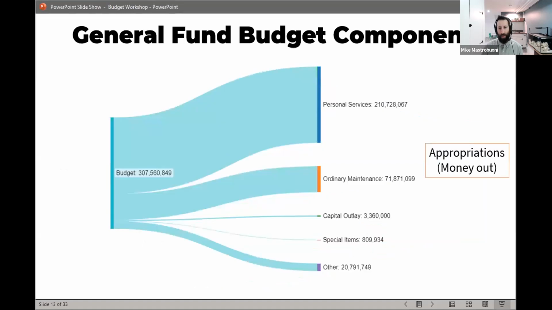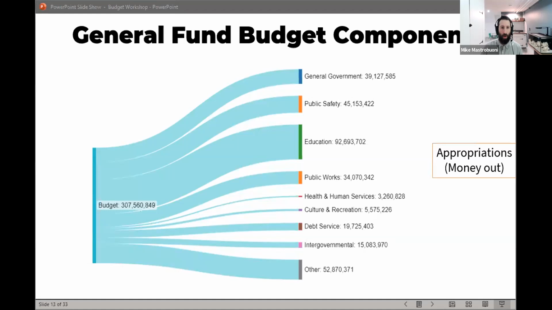On the expenditure side, something that I really like to share is this breakdown of how we spend our money based on those four categories that I was talking about previously: personal services, ordinary maintenance, capital outlay, and special items. When you browse the budget, we focus a lot on the program costs that we develop each year. But the reality is that our staff are the bulk of our costs. The lion's share of our expenditures are on personal services, things like salaries, overtime, benefits, health insurance, things like that. It's our job as a city to solve problems in Somerville, and the staff are how we achieve that.